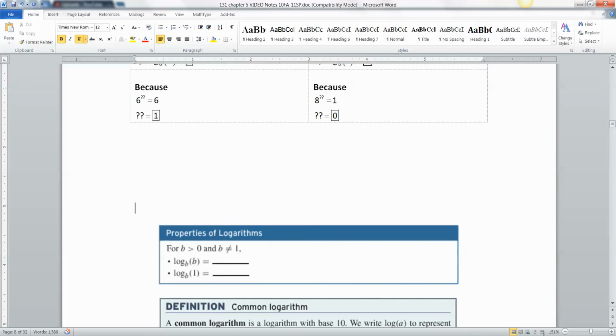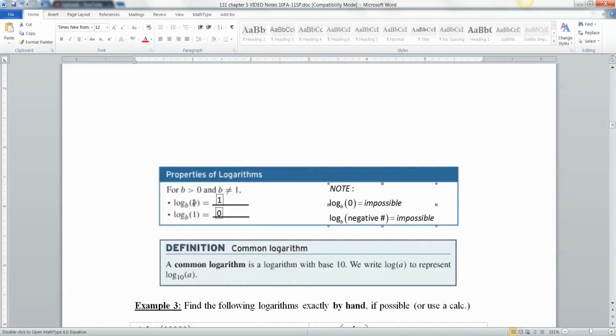All right, let me type those up. Hold on. There they are. Log base b of b equals 1. Log base b of 1 is equal to 0.